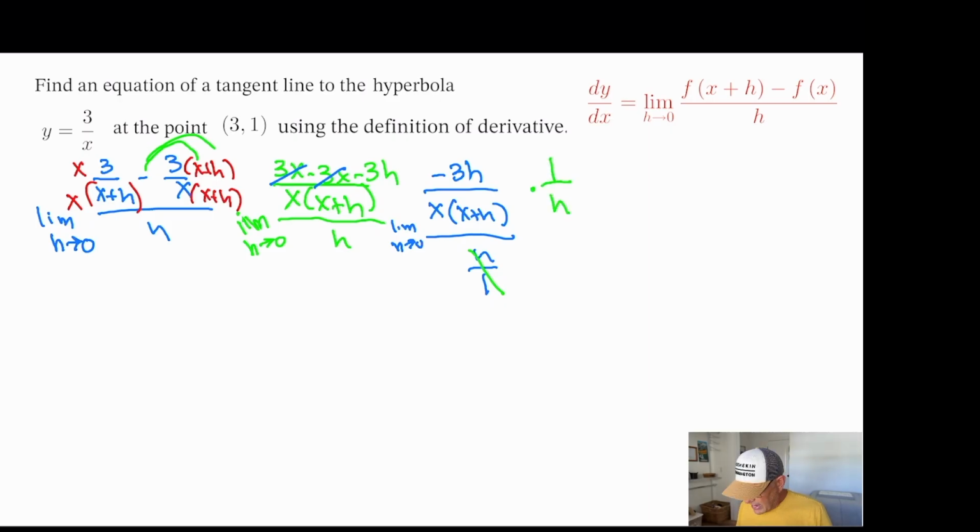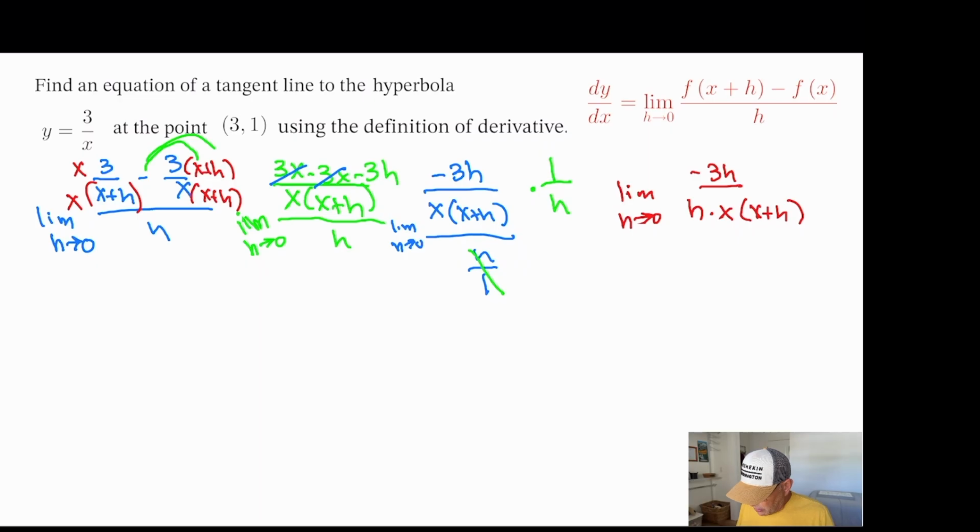Okay, let's just clean that up a little bit. So on top, if I multiply, I have negative 3h. On bottom, if I multiply, I have h times x plus h. Okay, and that is the limit as h goes to 0.